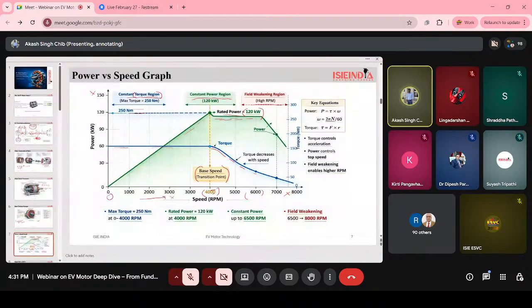Then comes our field weakening region. Basically, it is above 6500 RPM. This allows the motor to reach higher RPM. Basically, the field weakening region allows the motor to reach higher RPM. To increase speed, the magnetic field is reduced. As you know, when we increase the speed, the magnetic field gets reduced.